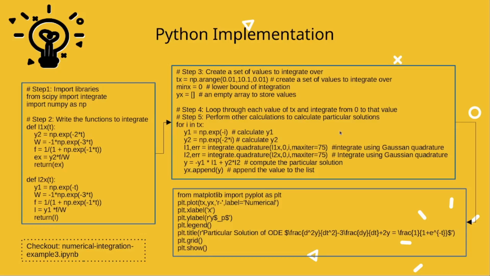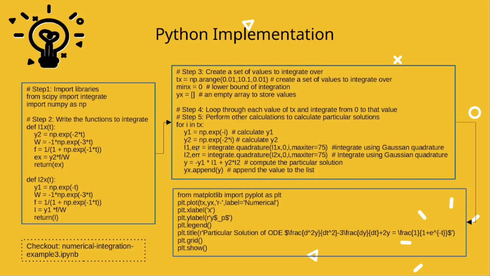And then here, what I'm doing is I'm going to loop through, and I say for i in tx, remember, it has all these values. So as I loop through, it will take each of the values and use that to calculate my y1, y2. Again, I use that to calculate my I of x going from 0 to i. So this is the definite integral that it does. And I'm using 75 points for my Gaussian quadrature.